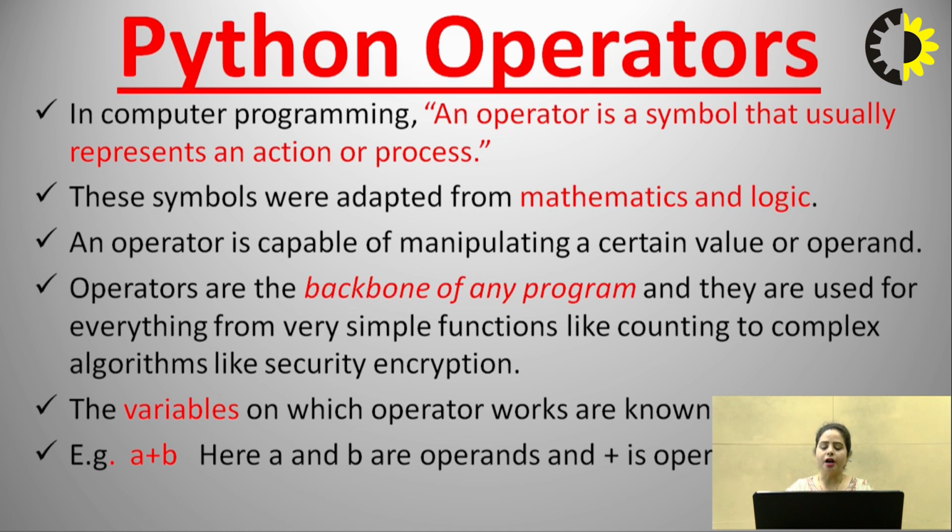Now, where were these symbols adapted from? These symbols come from the mathematics field and logic fields. For example, if we want to add two numbers, that is a plus b. Here a and b are the operands and plus is the operator. This plus operator comes from mathematics. And if we want to compare two numbers a and b, we use comparison operators: less than, greater than, is equal to. These symbols come from logic fields.